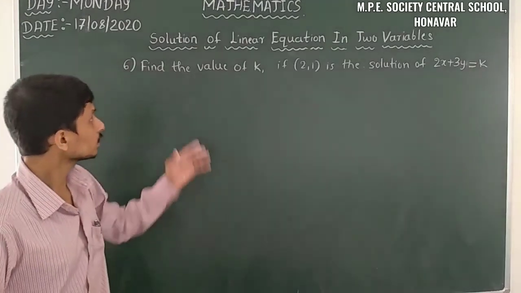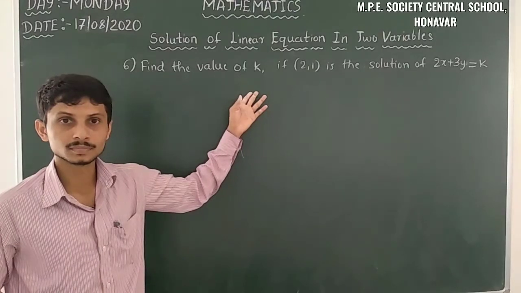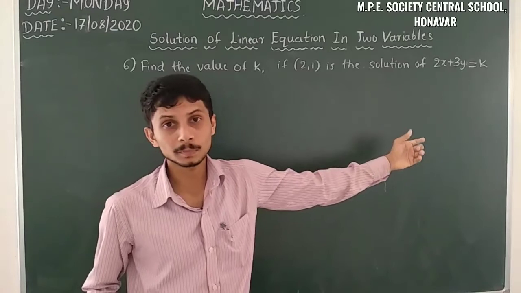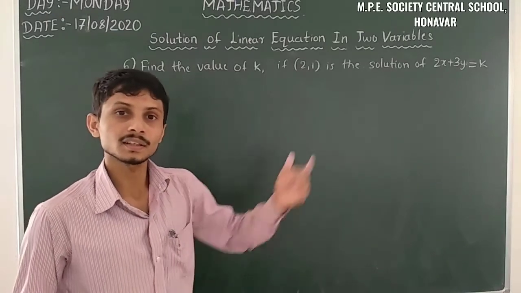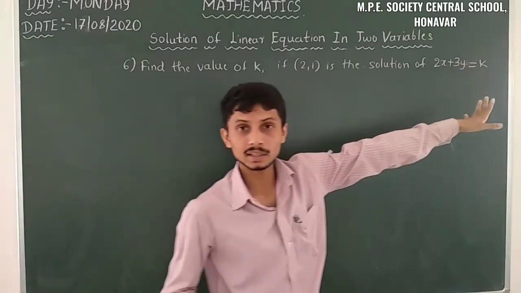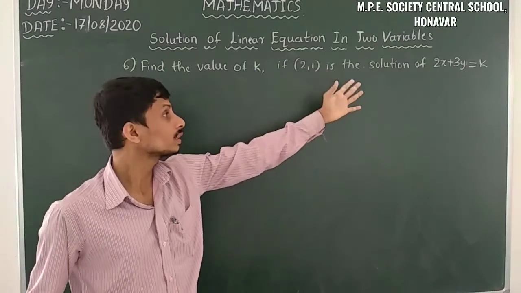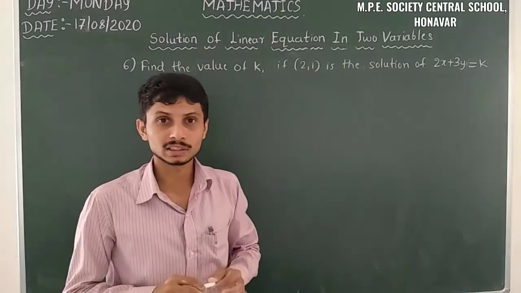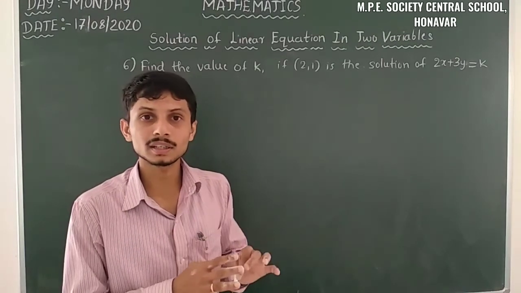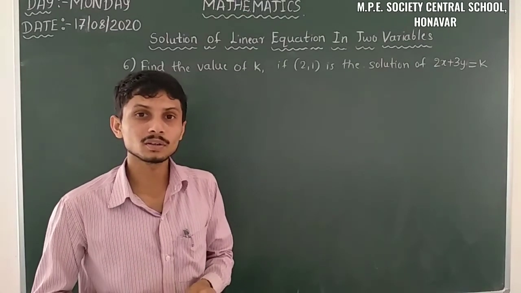Yes, so here the question is given. The question tells us that we have to find the value of k. In this equation there is a constant term k in place of a number. But they give that 2 comma 1 is the solution of the equation. That means 2 comma 1 is the real solution. So we got that solution here, but we don't know the value of k.